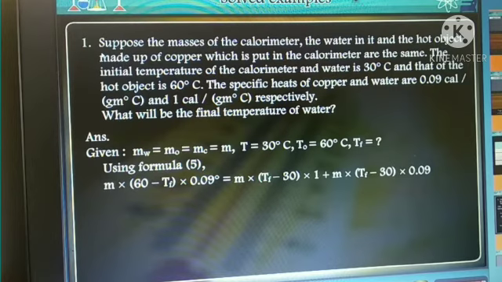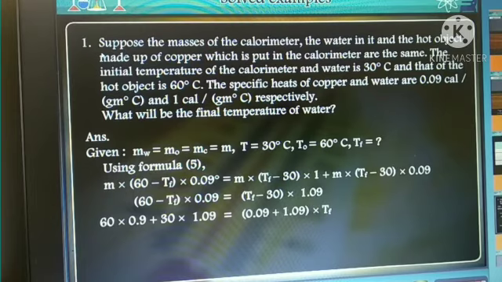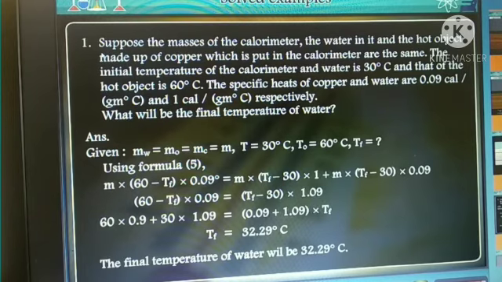(60 minus TF) into 0.09 equal to (TF minus 30) into 1.09. 60 into 0.09 plus 30 into 1.09 equal to (0.09 plus 1.09) into TF. TF equal to 32.29 degrees Celsius. The final temperature of water will be 32.29 degrees Celsius.